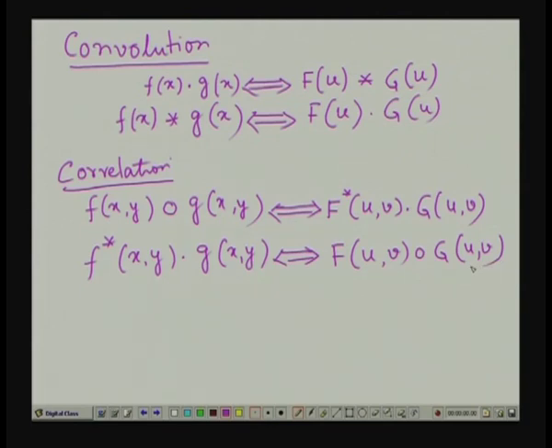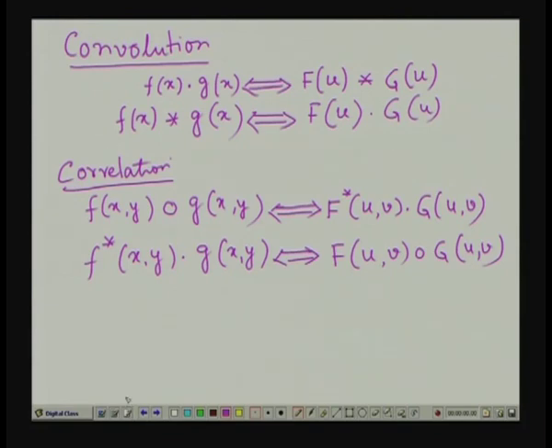So, these are the two properties which are known as the convolution property and the correlation property of the Fourier transformations. So, with this we have discussed the various properties of the discrete Fourier transformation.